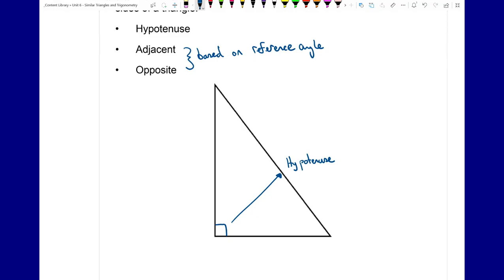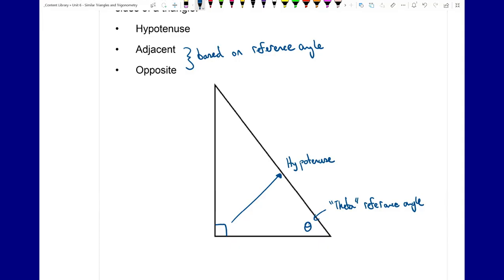Our reference angle can be either an angle that we're given or an angle that we're trying to find. For our purposes, I'm going to put a little symbol here. This little symbol is theta, which just refers to an unknown angle. We're going to call it our reference angle, though. We're going to use this angle as a reference to help us label the other sides.